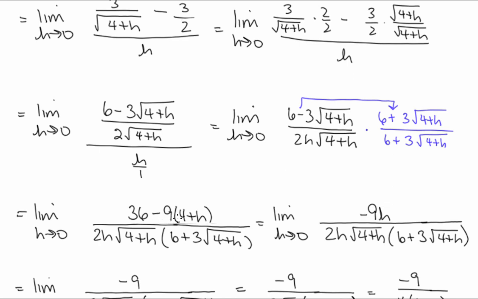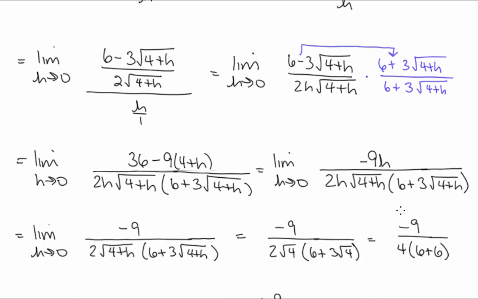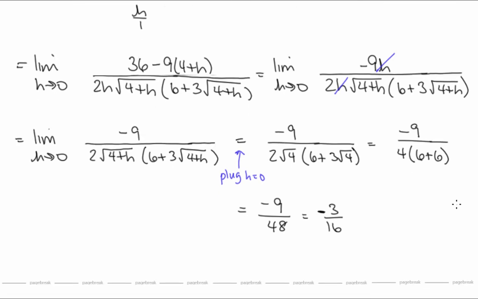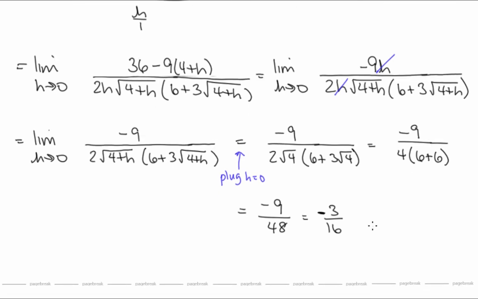Notice that negative 9 times 4 is negative 36, so that cancels with the positive 36, and we're just left with negative 9h in the numerator. Which is great because now we can cancel this h with this h, and then plug in h equals 0. And so we're here, we have negative 9 over 48, or negative 3 over 16. And that's the slope of f of t at t equals 5.